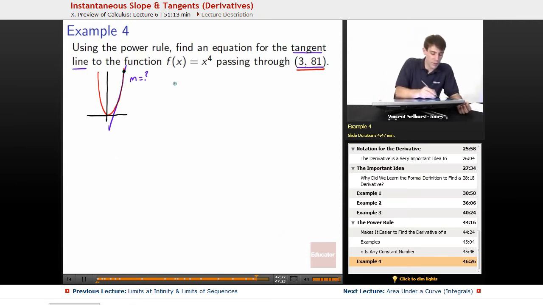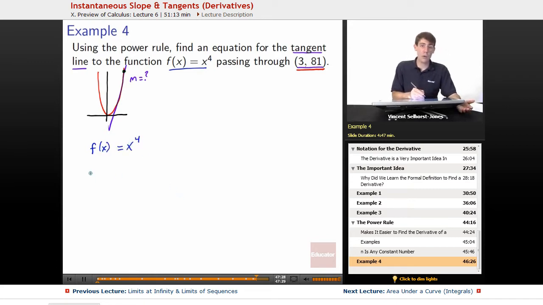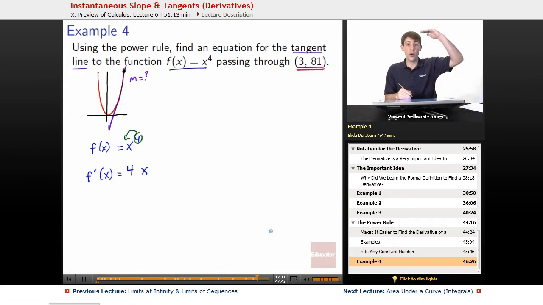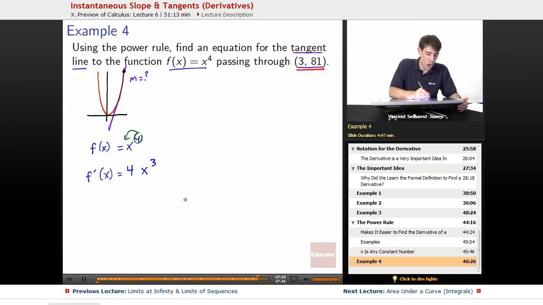So how can we take the derivative if we've got f of x equals x to the fourth? The power rule says that we can get the derivative, f prime of x, by taking the exponent and bringing it down in the front. So we've got 4 times x, and the exponent gets reduced by 1. So 4 minus 1 becomes 4 times x cubed.